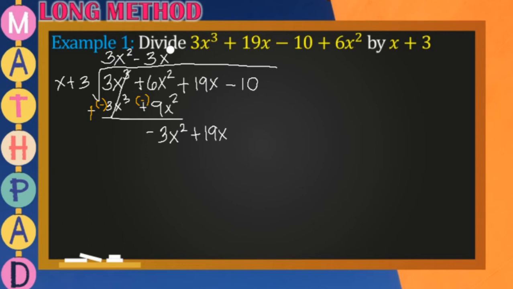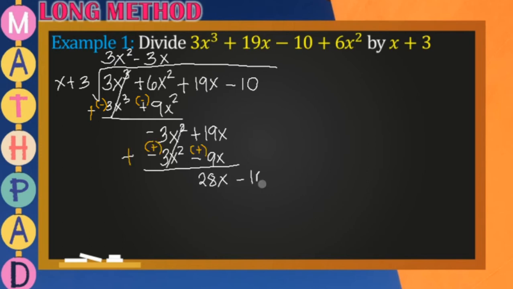Now, again, we change the sign of our subtrahend and then follow the rule in addition. So, yung negative natin dito, magiging positive, di ba? And then, yung negative dito again, magiging positive. And then, magiging plus na tayo dito. Okay? And then, negative 3 plus 3, again, this is 0. Then, 19 plus 9, so we have 28. And then, copy x. Then, bring down negative 10.